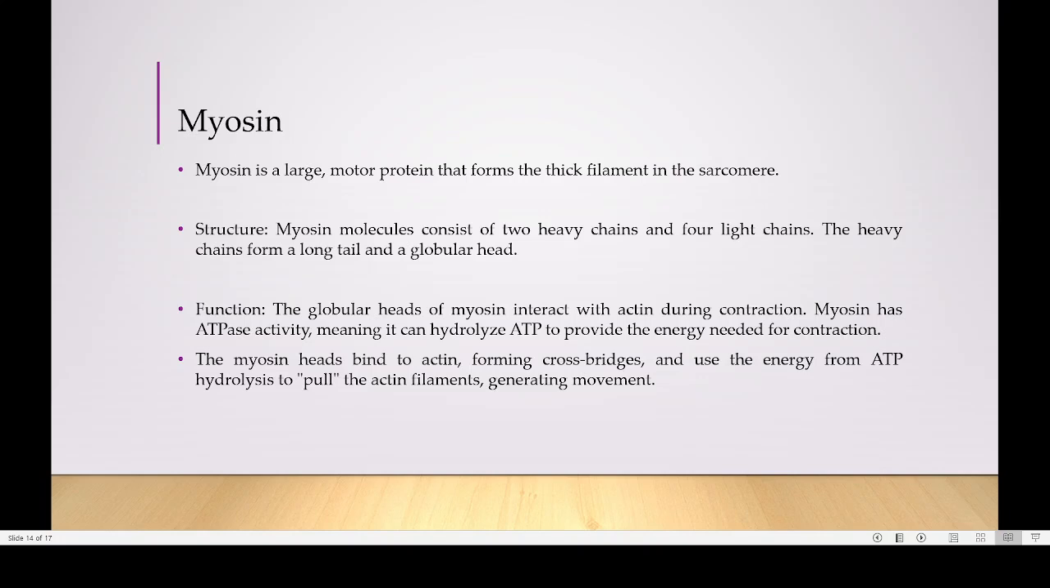Now coming to the structure of myosin, myosin molecules consist of 2 heavy chains and 4 light chains. The heavy chain forms a long tail and a globular head. So that is the nature of the myosin. Then about the function of the myosin, I will show you one picture of a myosin protein so that you may be able to understand.